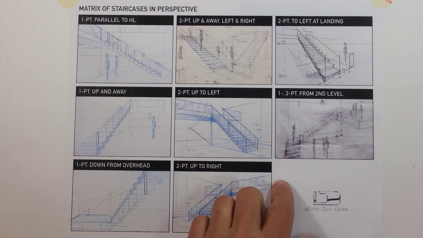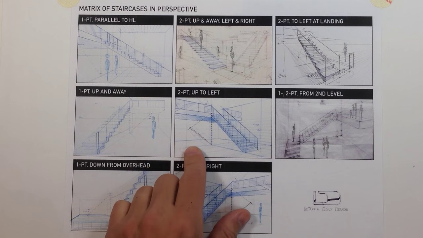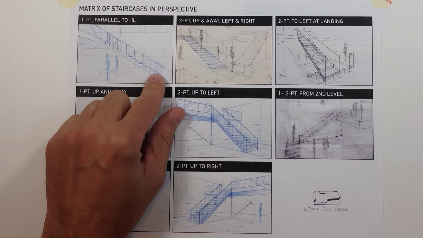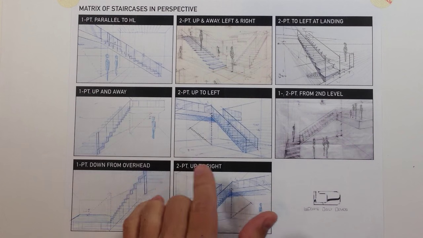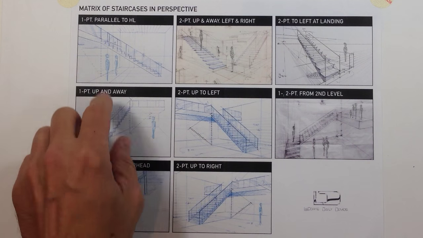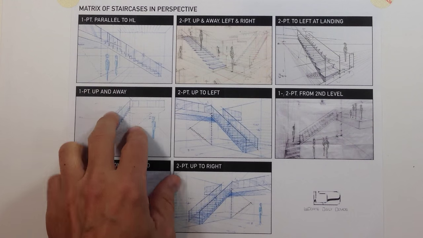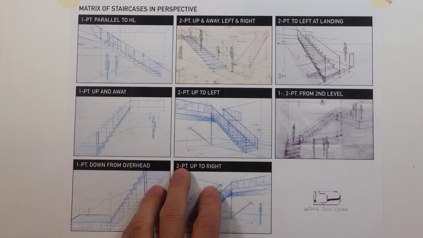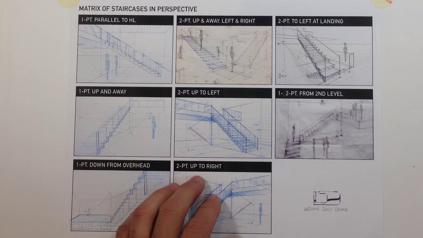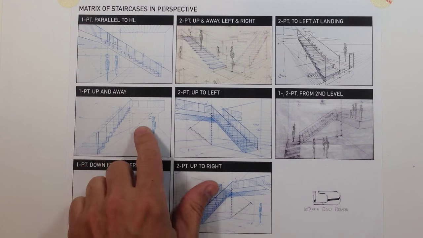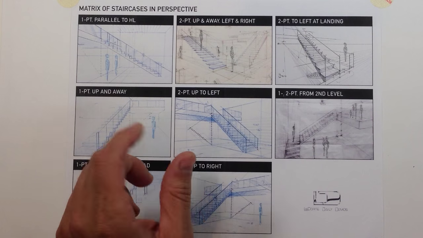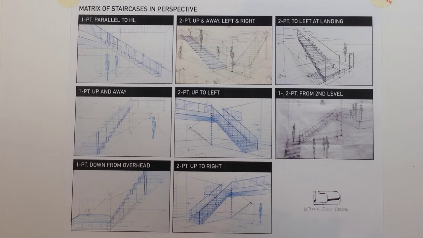What I did here is I created a little matrix of a few sketches that I've created over the years, or over semesters. It's very important to understand that stairs look different going in different directions in your perspective. So I'm going to teach you a system that you can apply to any of these scenarios. But you have to realize that a 1-point perspective is going to be a little bit different than a 2-point perspective, and so on and so forth.